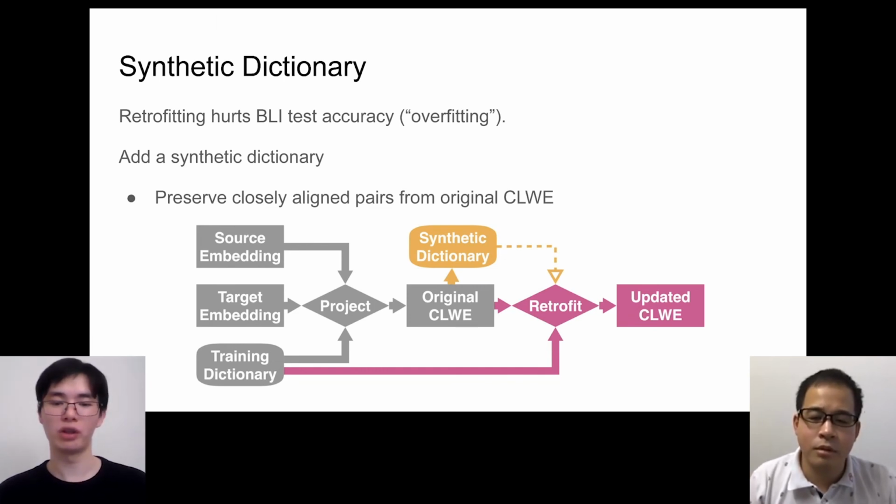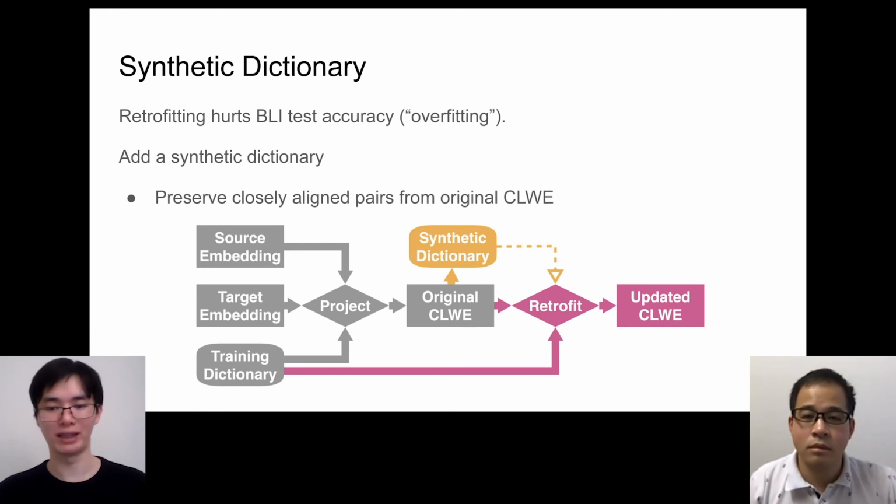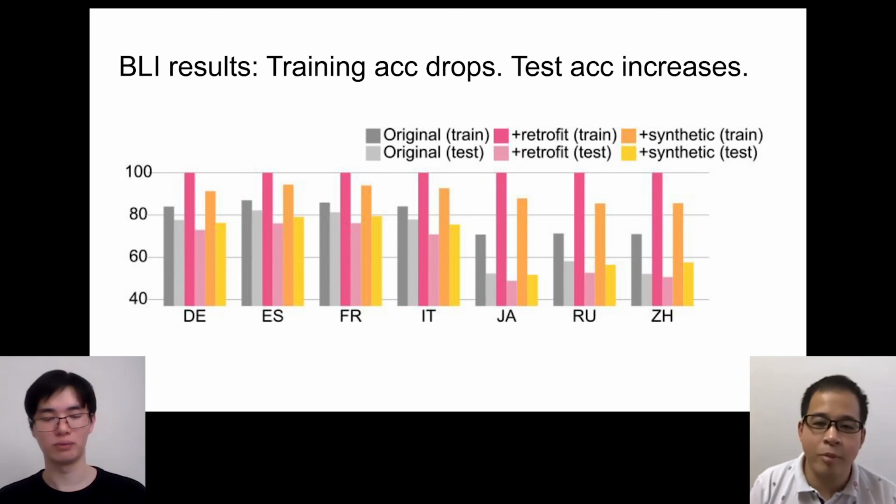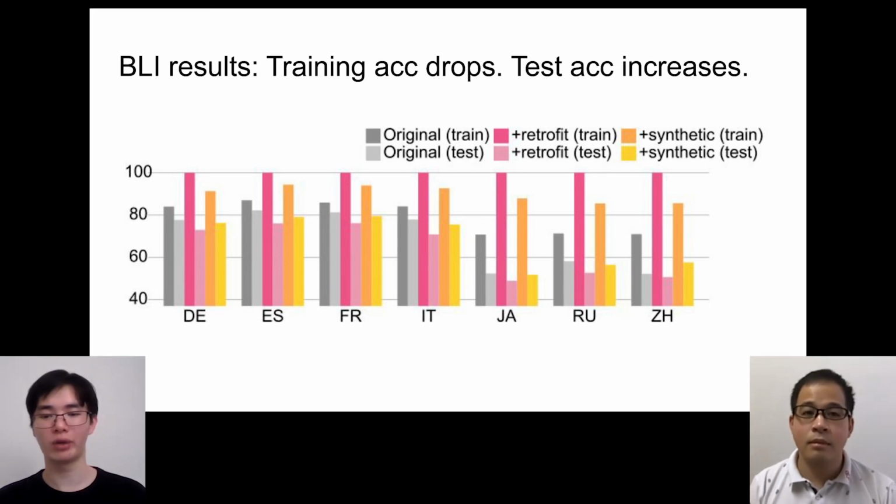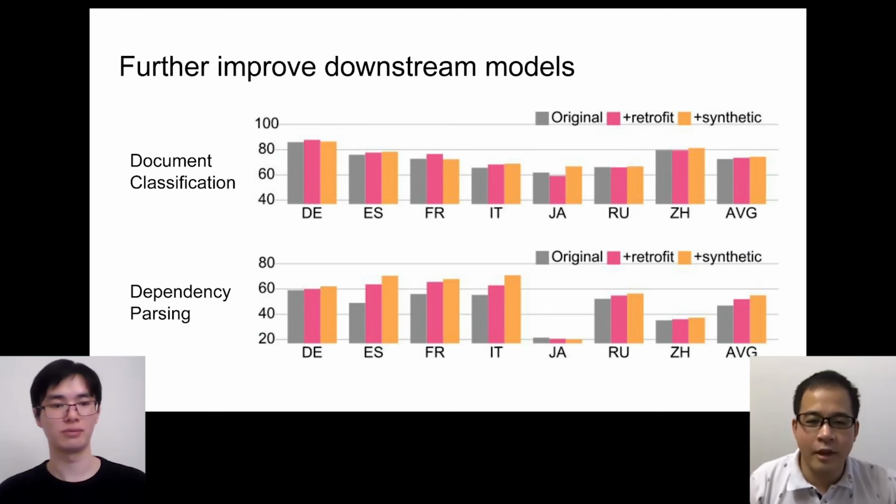How about we retrofit to both the training dictionary and the synthetic dictionary induced from the cross-lingual word embeddings? The synthetic dictionary keeps closely aligned word pairs from the original cross-lingual word embeddings, so retrofitting to both dictionaries should help keep some of the original cross-lingual word embeddings' correct translations. This seems like a more balanced approach. Yes, adding a synthetic dictionary slightly lowers the training BLI accuracy, but increases test BLI accuracy. Does the synthetic dictionary help downstream tasks? Yes, the downstream models are further improved after adding a synthetic dictionary.